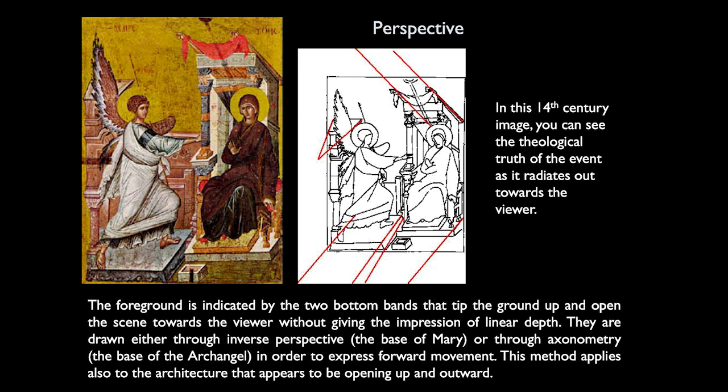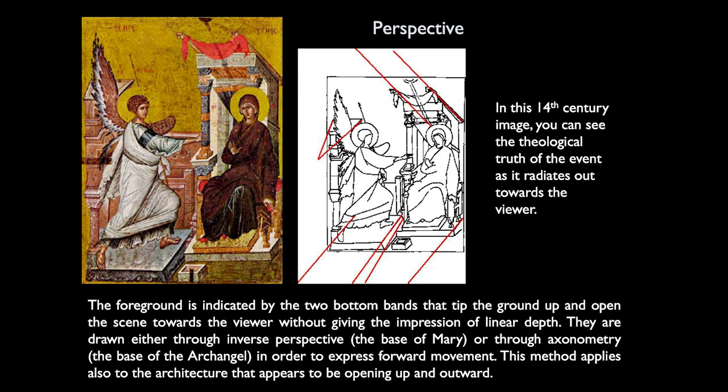So here, events that are happening within the buildings are placed outside, again going against linear perspective. And to indicate the action is happening outside, you see a red veil that is suspended between the tops of the buildings. And then you take a look and see that the foreground is indicated by the two bottom bands that tip the ground up and open the scene toward the viewer without giving the impression of linear depth. They are drawn either through inverse perspective or through axonometry.